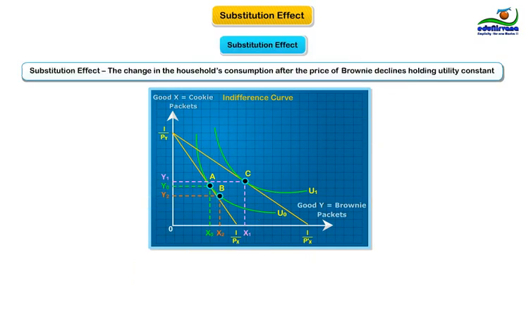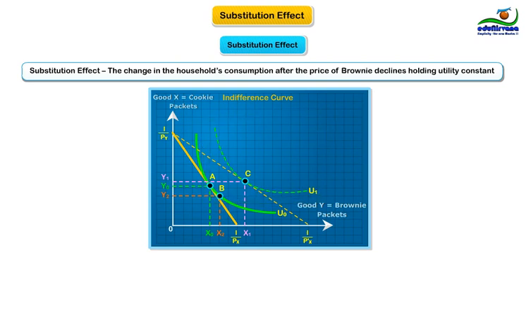Substitution effect. The substitution effect reflects the change in the household's consumption after the price of brownies declines, holding utility constant. The substitution effect is depicted in the following figure. In this figure, the original budget constraint is depicted as a solid line and the new budget constraint as a dotted line. The original level of utility, U0, is depicted as a solid curve, and the new higher level of utility, U1, as a dotted curve.